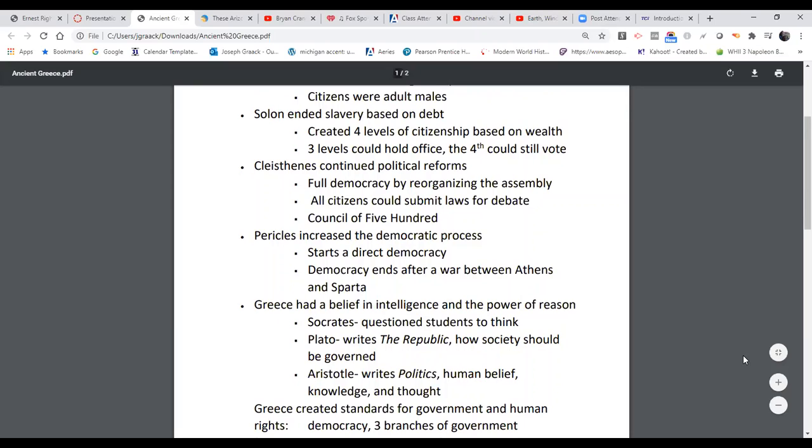Pericles increased the democratic process, starts a direct democracy. Direct democracy means one person, one vote, and you also vote on everything that comes up. Democracy ends, though, after a war between Athens and Sparta, when Sparta comes over and takes over the city-state of Athens. So you have a constant increase in democratic ideals, right?